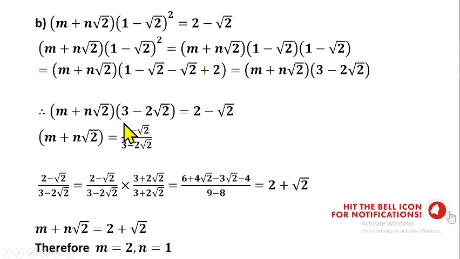So I can go back and write it as m plus n√2 is equal to this answer, which is 2 plus √2. Are we there? Do we understand what I've done here? So we can now compare both sides. You can see that everything you have here looks like this as well. So m will be 2. Then our n is the coefficient of this √2. What is the coefficient of this √2 here? Which is 1. So our n is equal to 1 and our m is equal to 2. Therefore, our m is 2 and our n is 1. So that's the solution to that WAEC question.